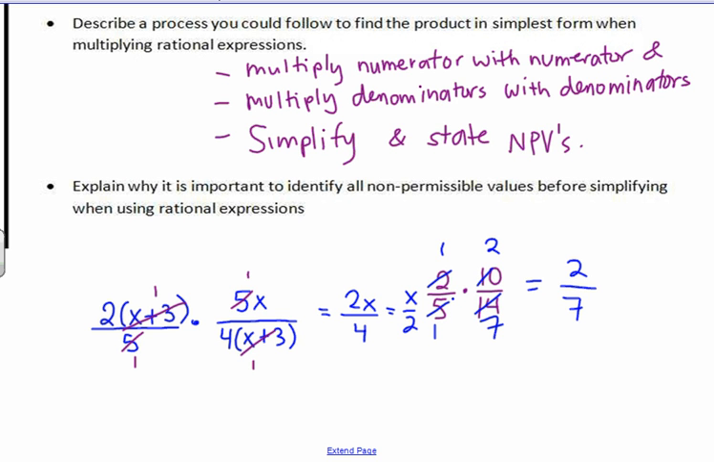And then state your restrictions. x can't be equal to what? Always go before cancellation. Look at our denominators, -3. So let's go back. So explain why it is important to identify all non-permissible values before simplifying when using rational expressions. So why do we have to state NPVs before cancellation?